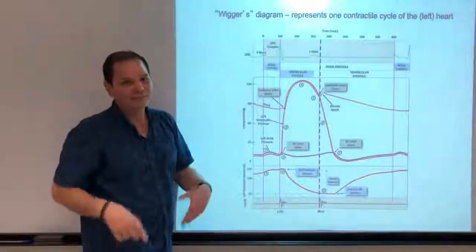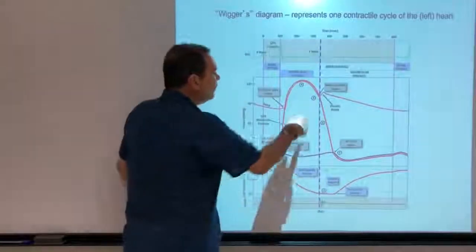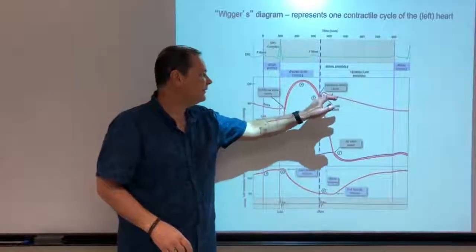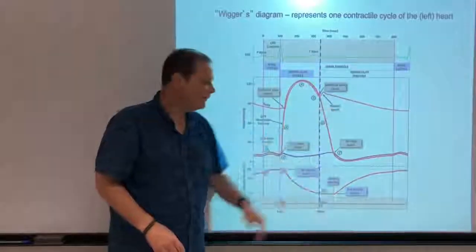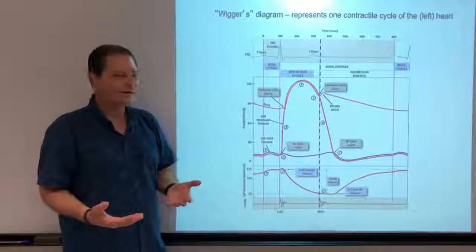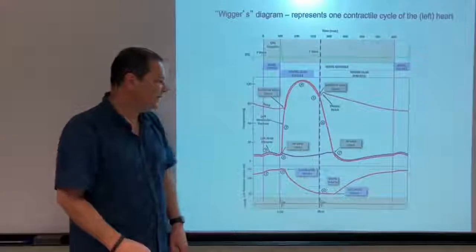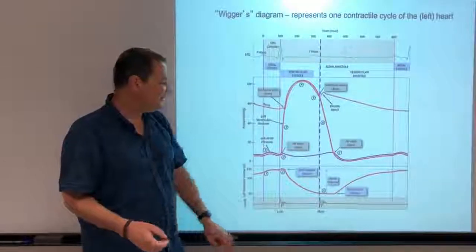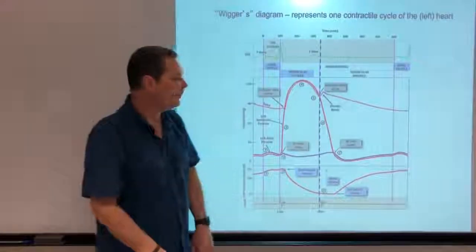Lub dub, lub dub, lub dub. Okay, so we hear dub, S2, when this aortic valve closes. And on the right side, this is where the pulmonary valve closes. All right? And that sound is associated with the closure of those valves. All right? It's actually the rumbling of the walls of the aorta that you're hearing, you know, the great vessels of the chest, the aorta and the pulmonary artery.